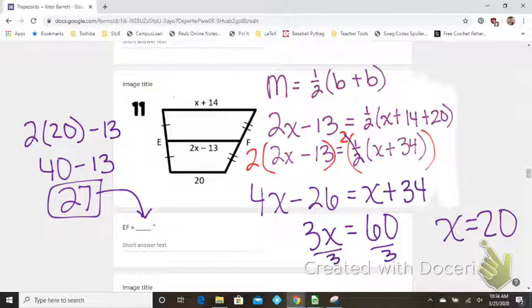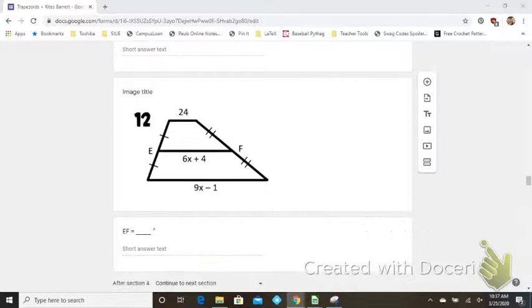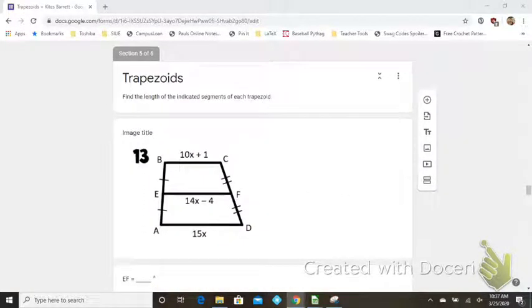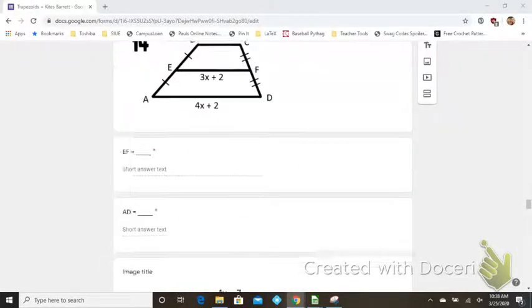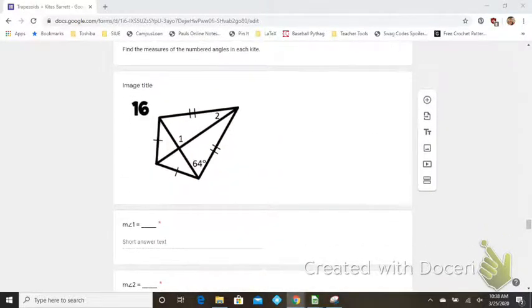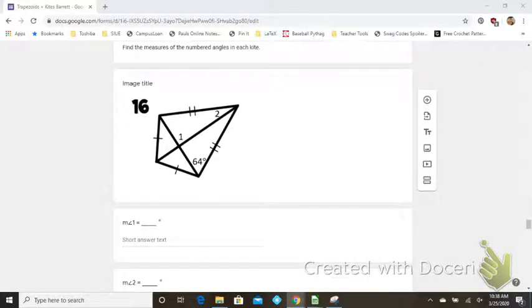Okay, so that was the only number that got requested. So let me see if there's anything else that I feel like we really need to go over. Would be done the same way as 11. Okay, same kind of thing for 13, 14, that same formula, 15. So nobody really asked me much about kites, so I'm hoping we're okay with those.